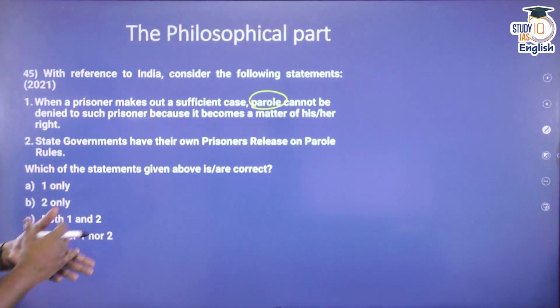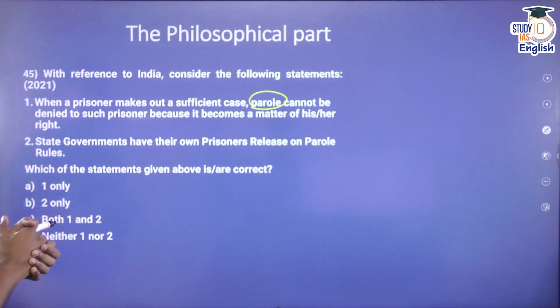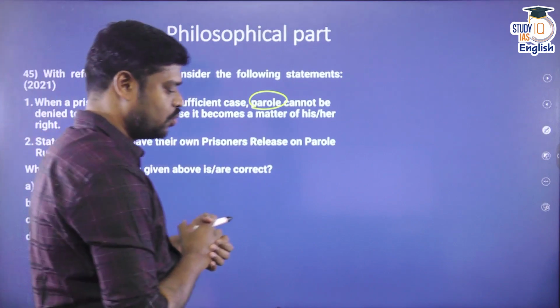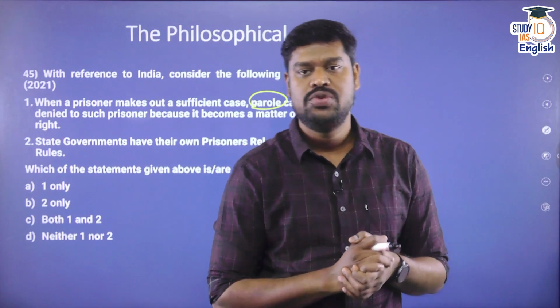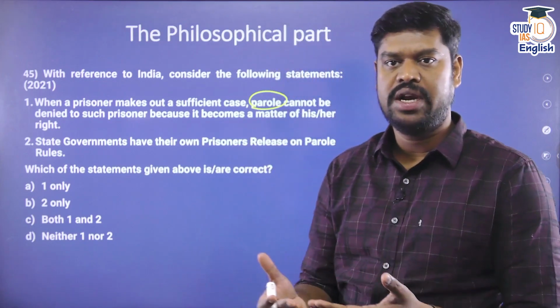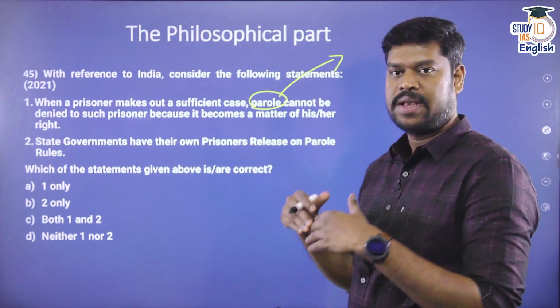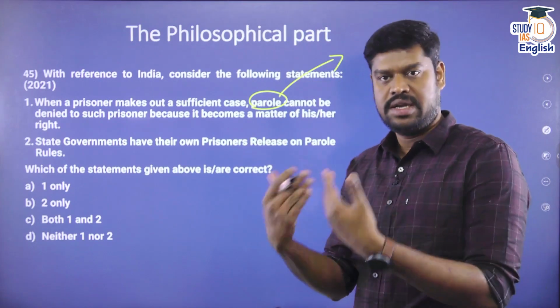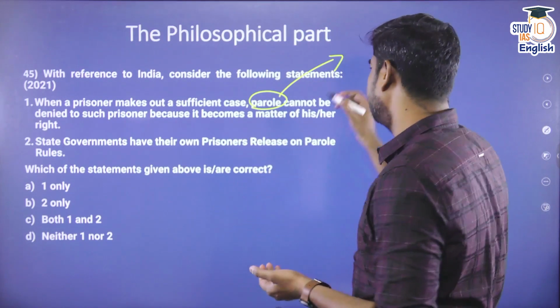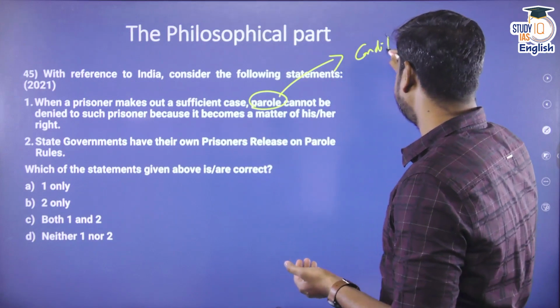When a prisoner makes a sufficient case for parole, it cannot be denied to such a person because it becomes a matter of his or her right. So, we will have to understand what is parole. Parole means a person who is in prison, who is convicted in a court of law, is sent to his home, or sent outside the prison on condition.